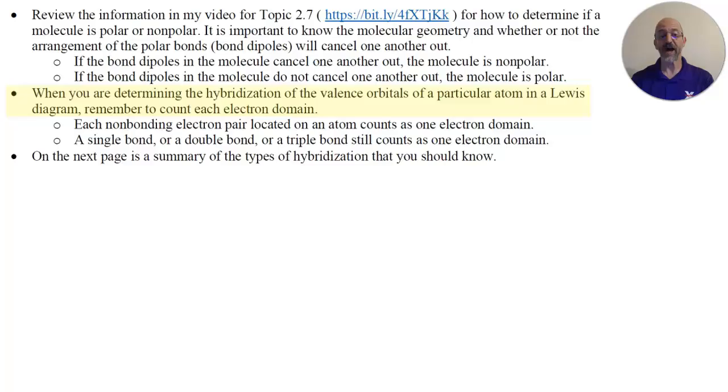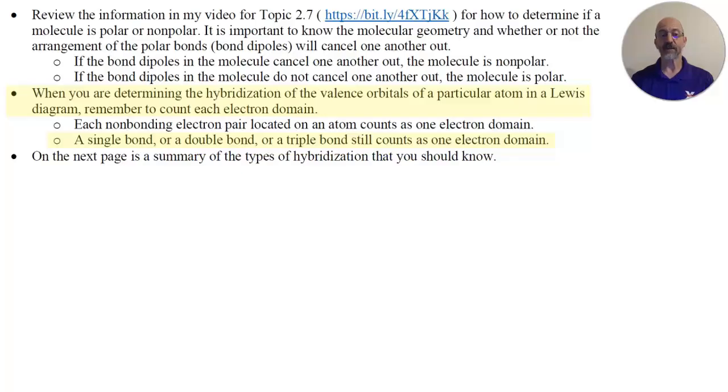When you are determining the hybridization of the valence orbitals of a particular atom in a Lewis diagram, remember to count each electron domain. Another mistake that students will make is that they will count a double bond as 2 electron domains. So each non-bonding electron pair located on the central atom counts as 1 electron domain, and whether it's a single bond or a double bond or a triple bond, that would still count as 1 electron domain.